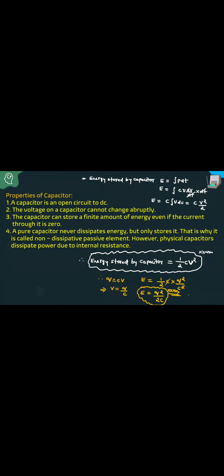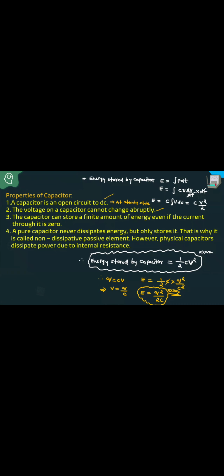Clear? Any doubt? What is the current through the capacitor? What is the voltage across the capacitor? What are the properties of a capacitor? And what is the energy stored by the capacitor? A capacitor stores the energy in the form of an electric field. The properties of a capacitor are also given here, friends. A capacitor is an open circuit to DC at steady state. The voltage on a capacitor cannot change abruptly, that is, a capacitor cannot allow a sudden change of voltage.